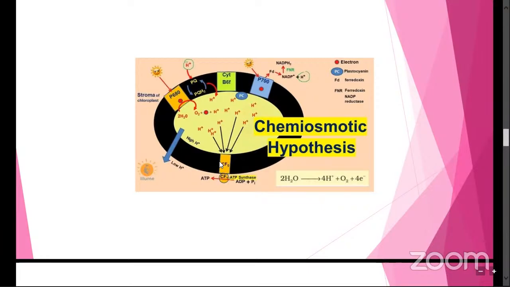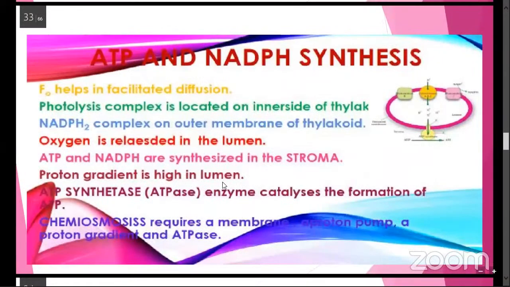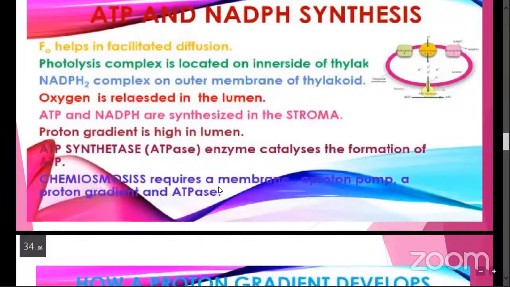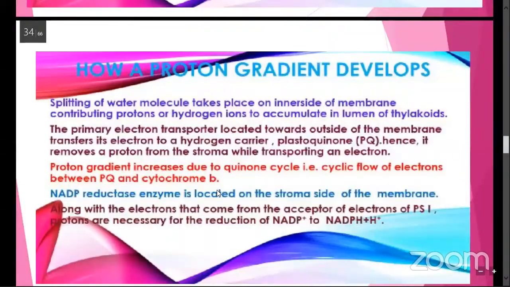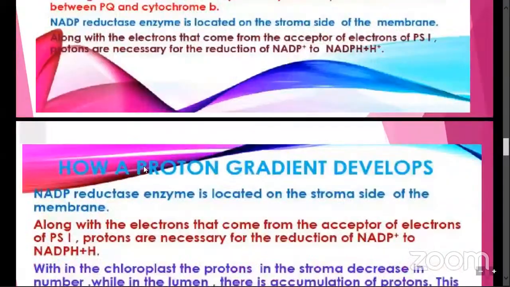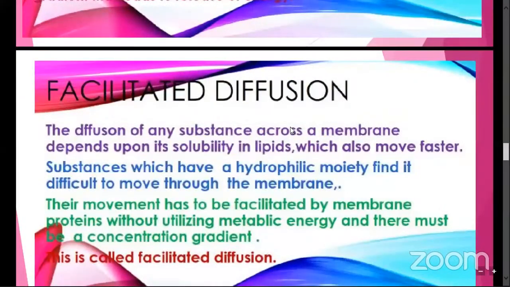Facilitated diffusion means diffusion of any substance across a membrane depends upon its solubility in lipids, and such substances move faster. Substances which have a hydrophilic moiety find it difficult to move through the membrane. Their movement has to be facilitated by membrane proteins without utilizing metabolic energy, and there must be a concentration gradient. That is called facilitated diffusion.